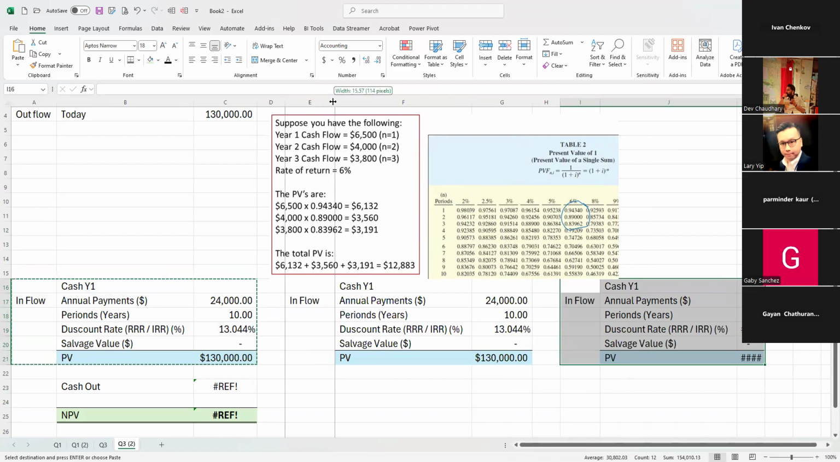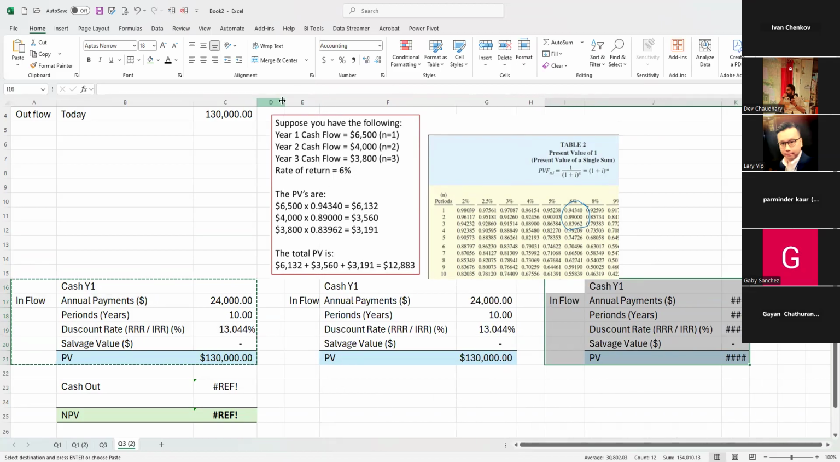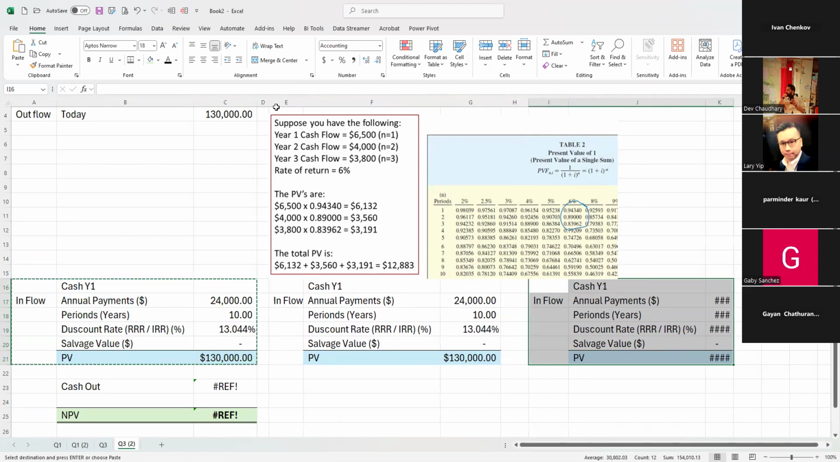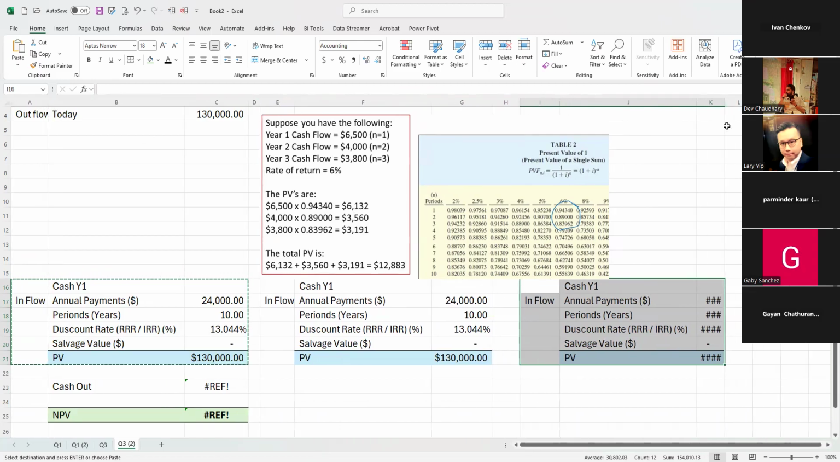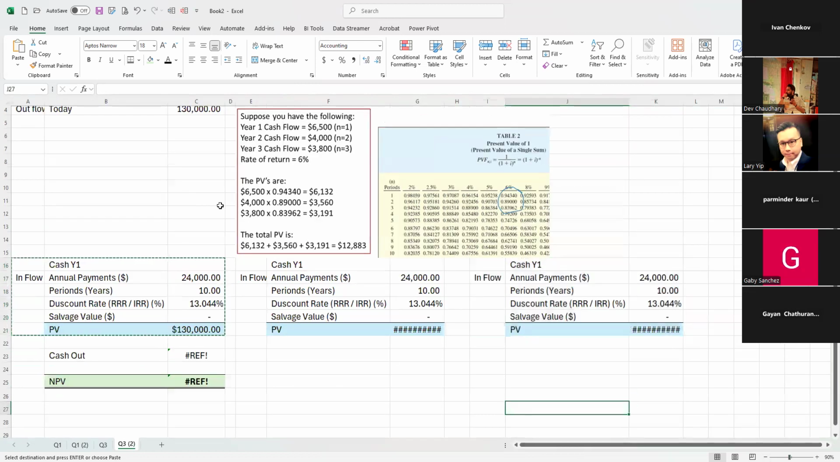Yeah, we lost it somewhere. Let's make some adjustments so you can see it on one screen. Okay.